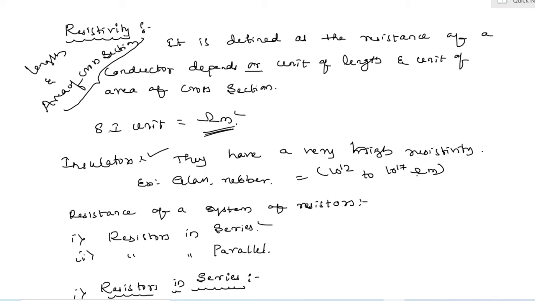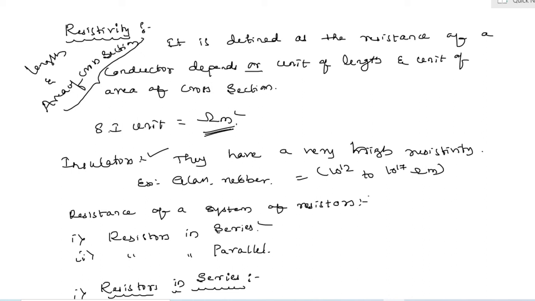Afterwards, my dear students, alloys. Alloys have higher resistivity than that of their constituent metals. They do not oxidize easily at high temperature. This is why they are used to make heating elements of devices such as electric iron, heater, etc.